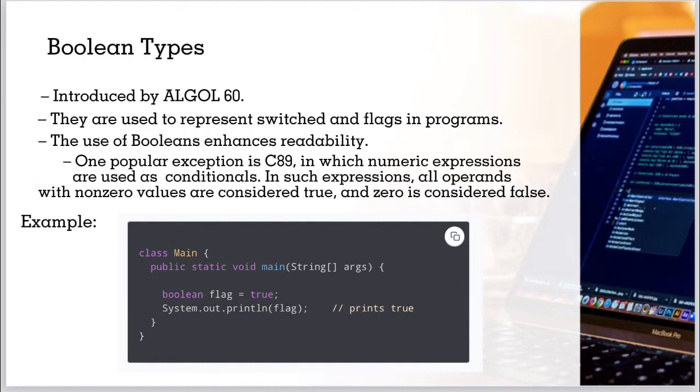The second type of primitive data types is the Boolean type, introduced by Algol 60, which stands for Algorithmic Language. They are used to represent switches and flags in programs. The use of booleans enhances readability. One popular exception is C89, in which numeric expressions are used as conditionals. In such expressions, all operands with non-zero values are considered true, and 0 is considered false.